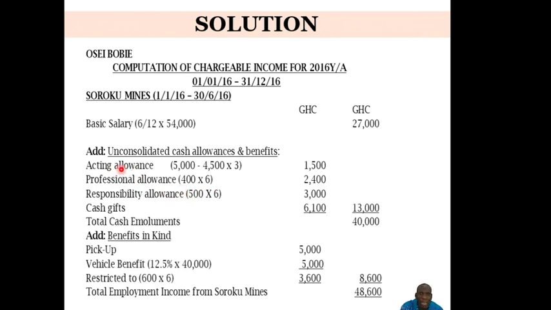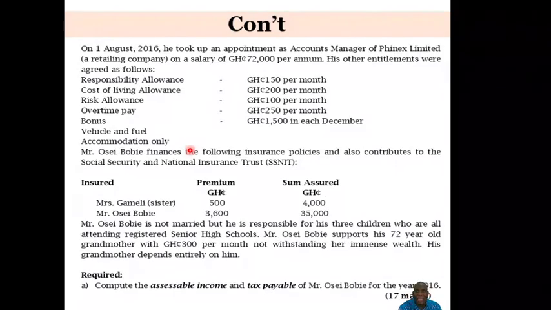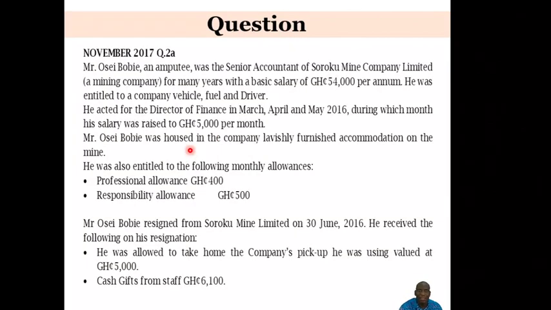But this one, acting allowance. Now let's go and look at the question, how they frame it, the acting allowance at Soroku Mines. He acted for the Director of Finance in March, April, and May, during which his salary was raised to 5,000 per month. How will I know that? I have to look at his previous salary and know how much it was per month. 54,000 divided by 12.